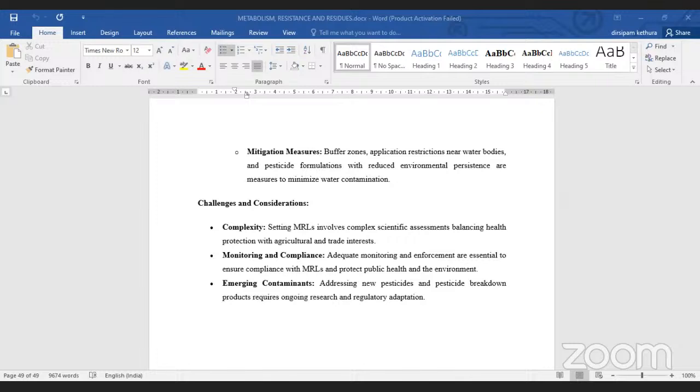By this, we have completed only half of the pesticide residues, and we also completed the insecticide resistance part today. Under insecticide resistance, we have covered the development of insecticide resistant traits, mechanisms of insecticide resistance, the factors that contribute to rapid development of resistance, the genetic basis of resistance, and finally, management of insecticide resistance. All these things we have covered in today's class.